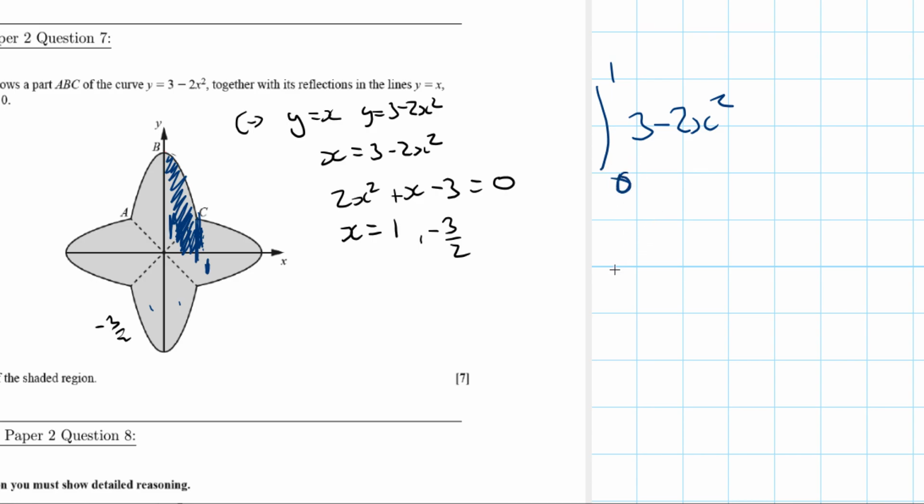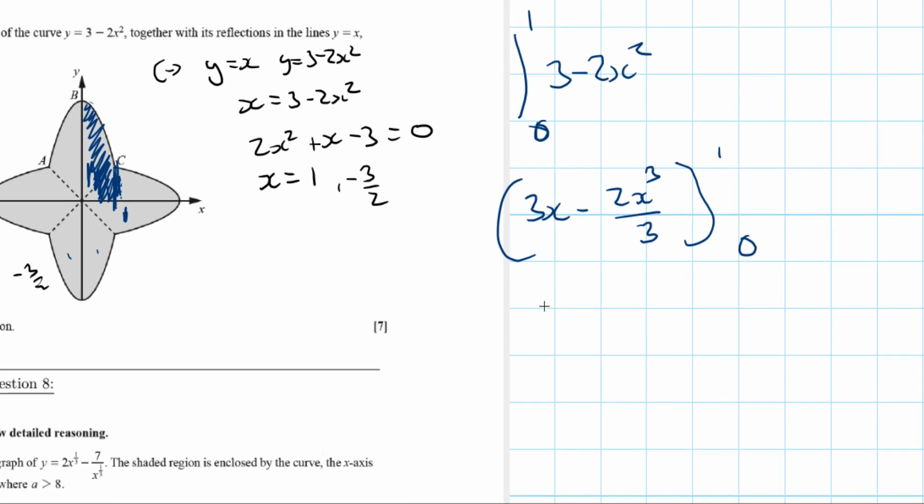From here we can raise the power by 1, so 3x, and then 2x cubed, and divide by the new power, between 1 and 0. And from here we can just sub in 1, so it's actually just going to be 3 minus 2 over 3, because 1 cubed is 1, and that's going to leave you with an answer of 7 over 3. Again, you don't need to do mental maths here, you can use your calculator. So we know that the area under the curve is 7 over 3.